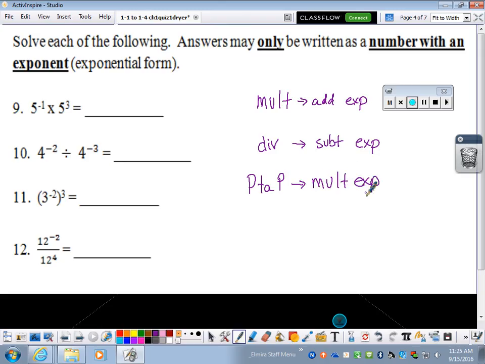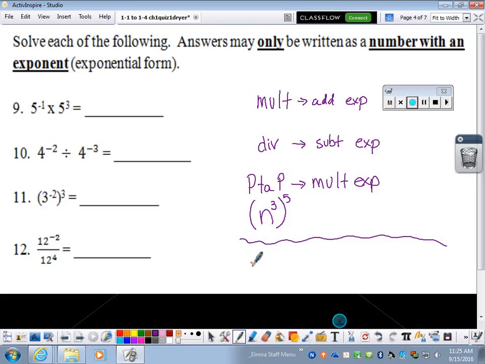Power to a power, remember, looks like you have a number. I'll use the letter N. You have some number, and it has an exponent. And then that power gets put in parentheses, and it gets a second exponent. Okay, that's when you'd be multiplying exponents. 3 times 5 is 15.